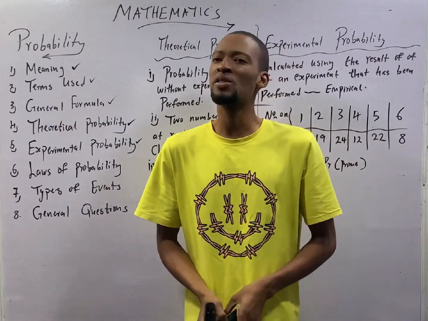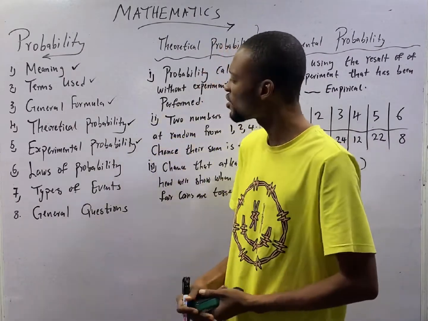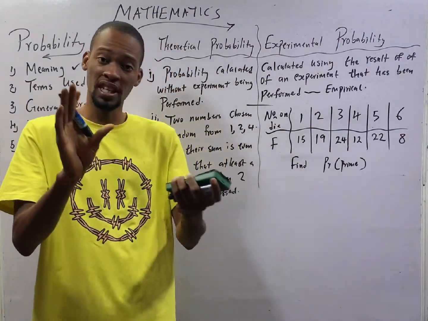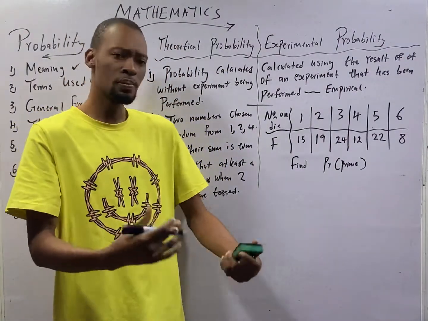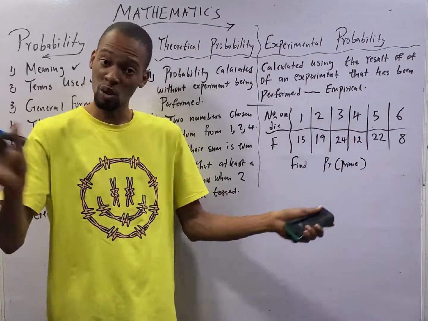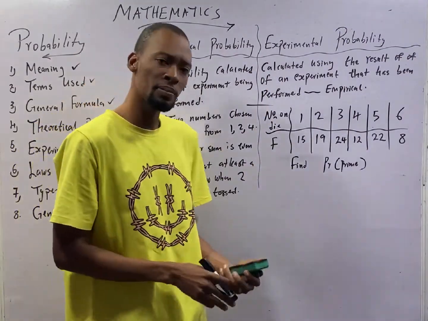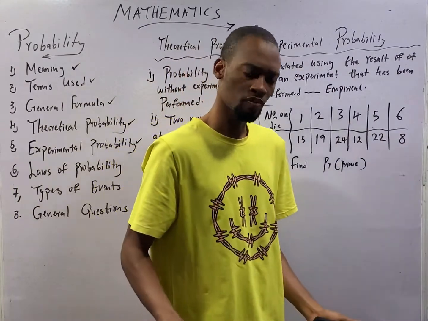If you are so sure that an event is not going to happen, if there is no possibility of the event happening at all, that you are so sure that this event is not going to happen, then the probability is 0.